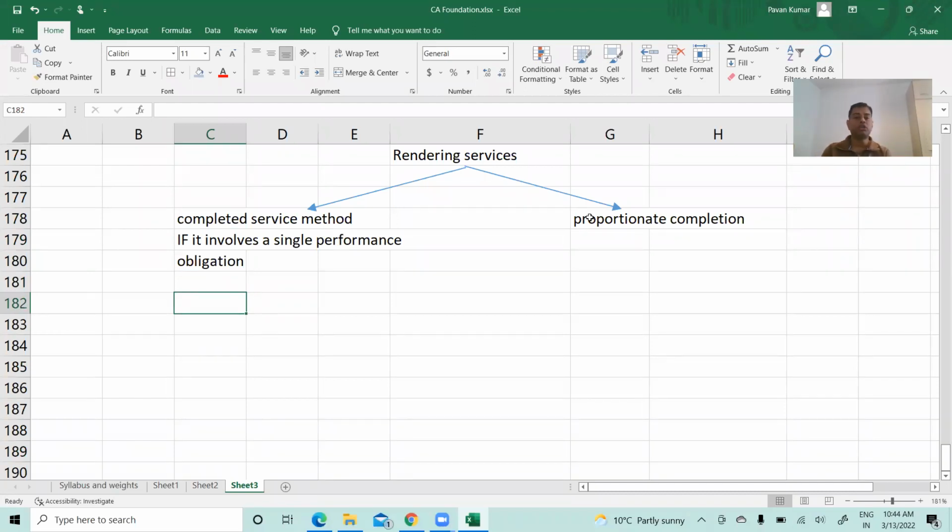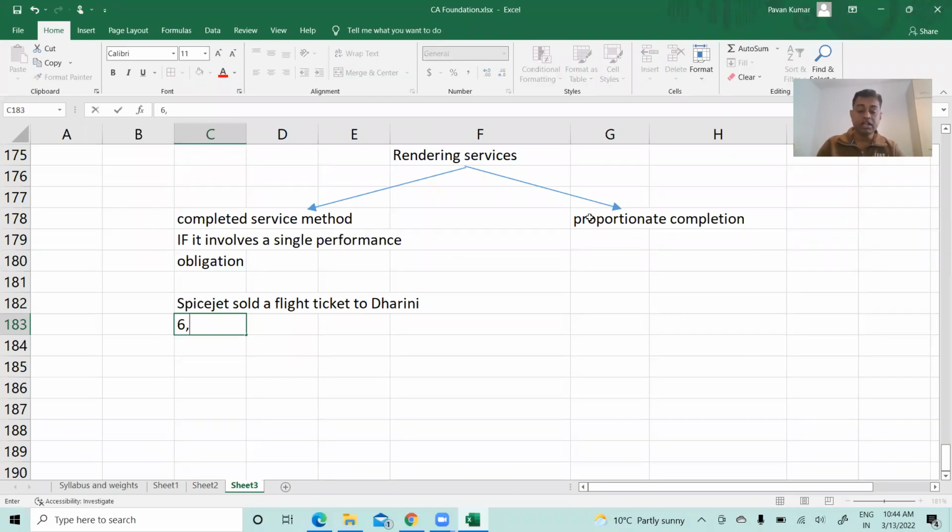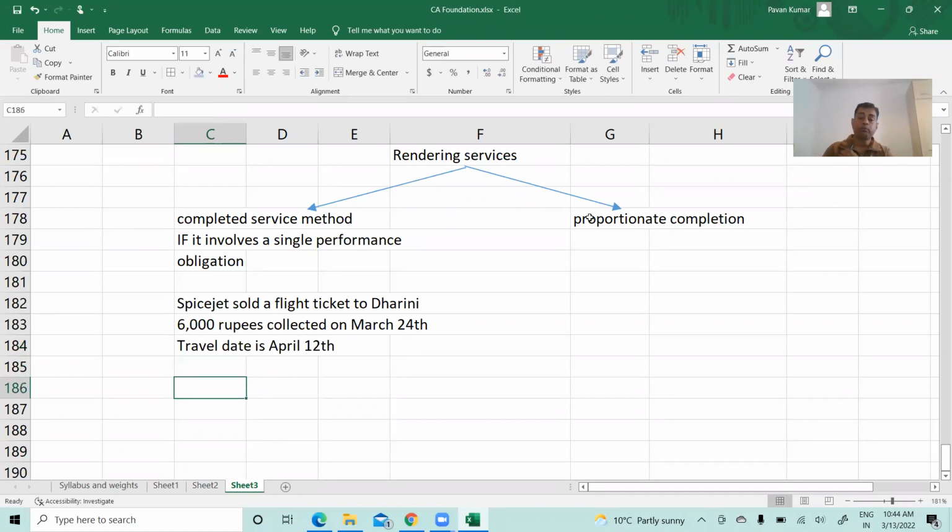If it involves a single performance obligation, for example, a price get sold, like a ticket. So 6,000 rupees collected on March 24th. Travel date is April 12th. So Dharani, normally will we book tickets well in advance or will book on the day of travel? Advance. Obviously. So if you buy earlier, you will get it at a cheaper rate, isn't it?